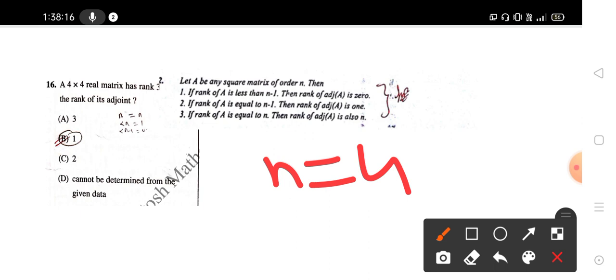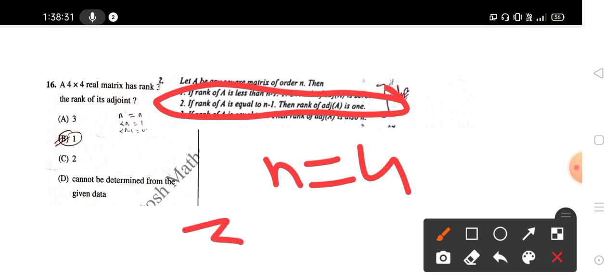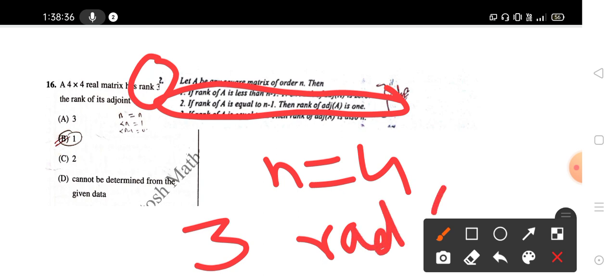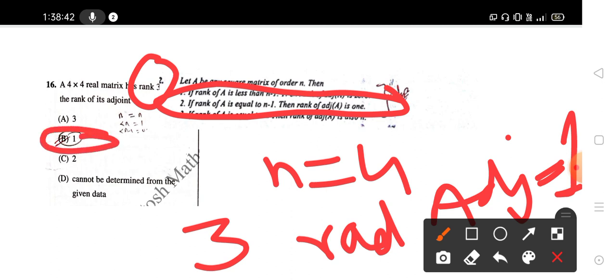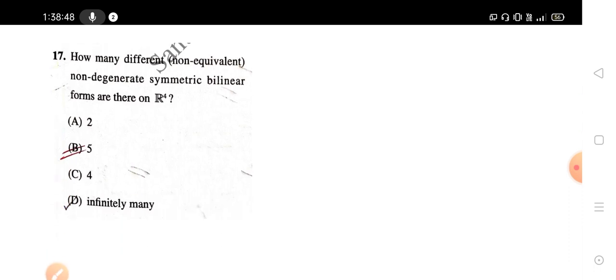This is very important. If rank of A is equal to n minus 1, this is the second one, correct here. n equal to 4 and n minus 1 equal to 3. Here given rank 3, that is rank of adjoint of A equal to 1. Answer is 1. Therefore answer B is correct. Next question. How many different non-equivalent non-degenerate symmetric bilinear forms are there in R^4? This is for your homework. Answer is B.